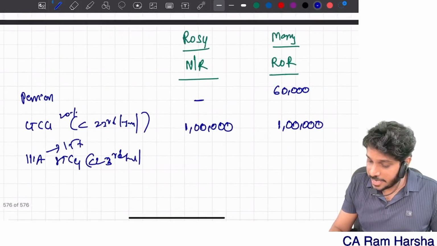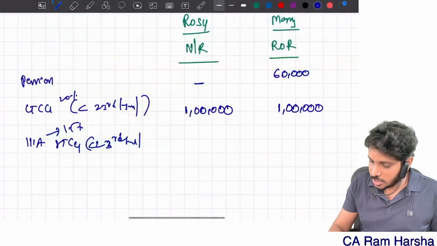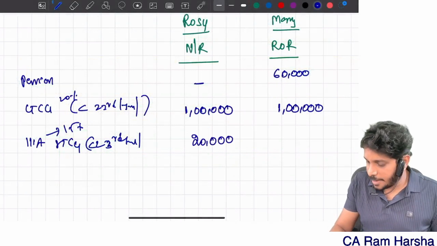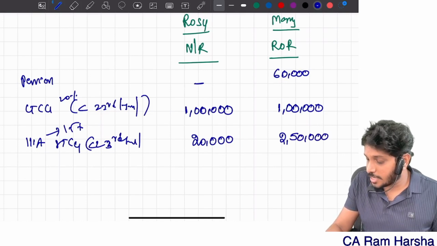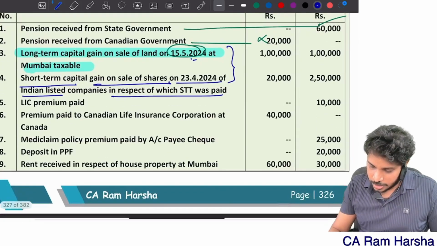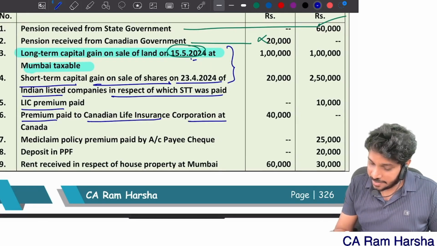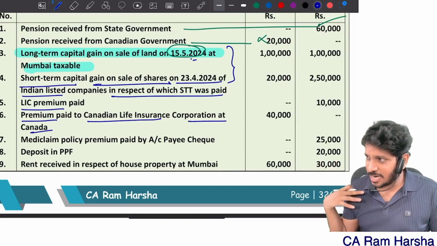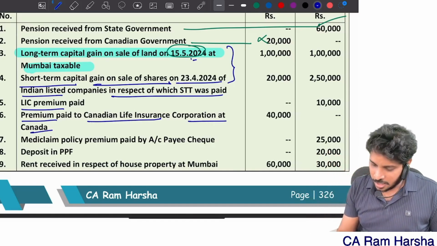How much is for Mary? How much is for Rosie? 20,000. Rosie 20,000. Mary 2,50,000. Both are in India. Yes or no? LIC premium paid. That is for 80C purpose. Premium paid to a Canadian Life Insurance Corporation. Where you pay doesn't matter. You can claim 80C deduction in India. Able to understand?